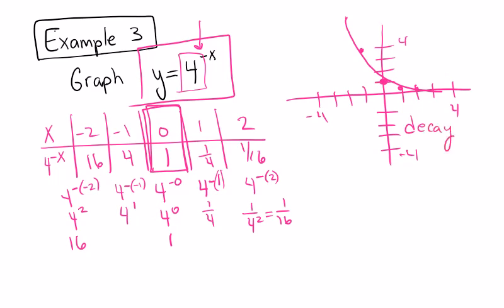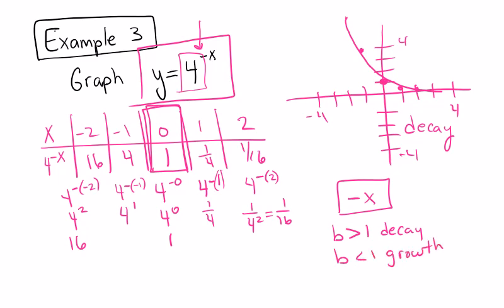So it becomes very important for you to realize that if the x is negative, if you have a negative x, then a b value of greater than 1 is decay, and a b value of less than 1 becomes growth, because the negative in front switches things around. Hopefully this will help you for the work for today.